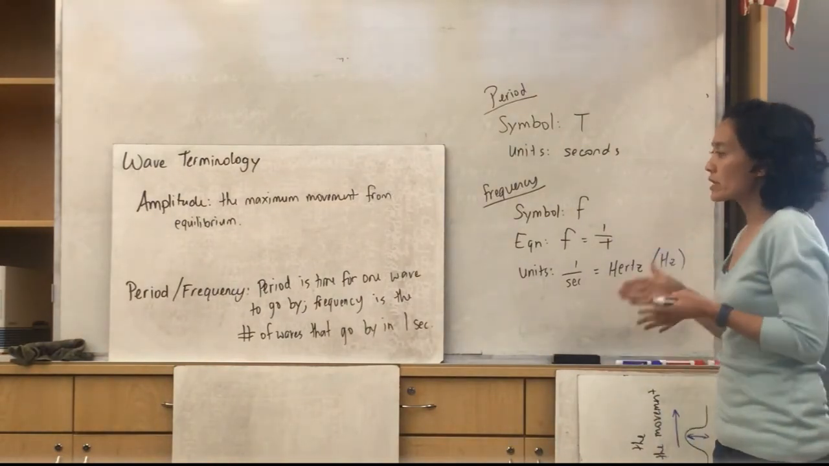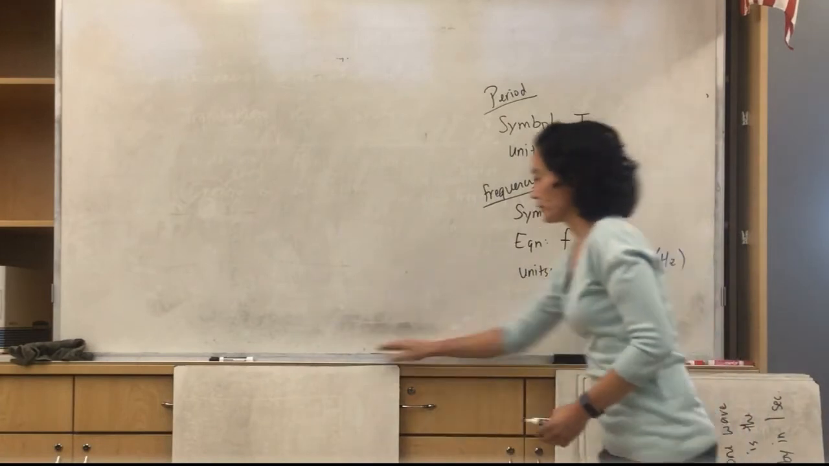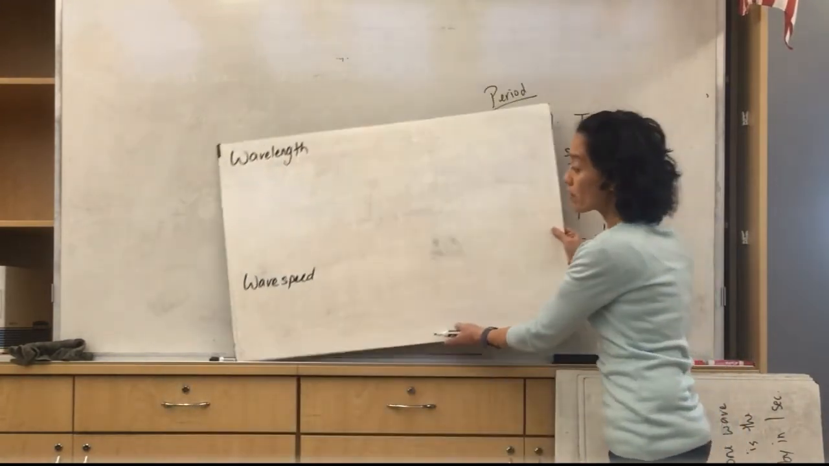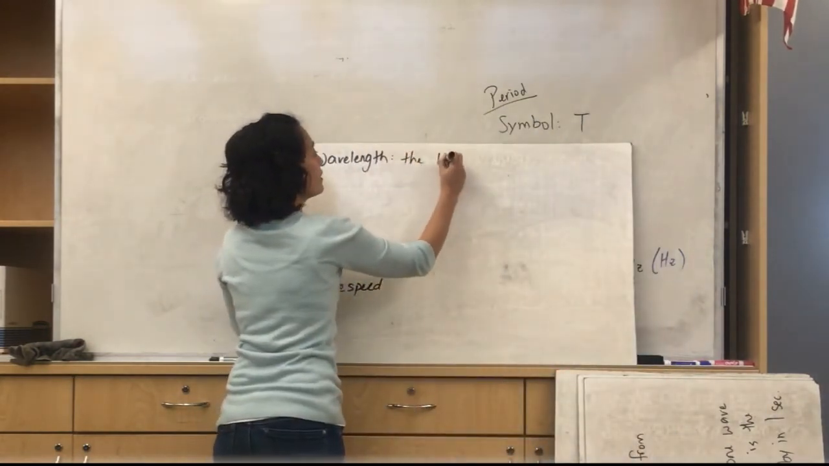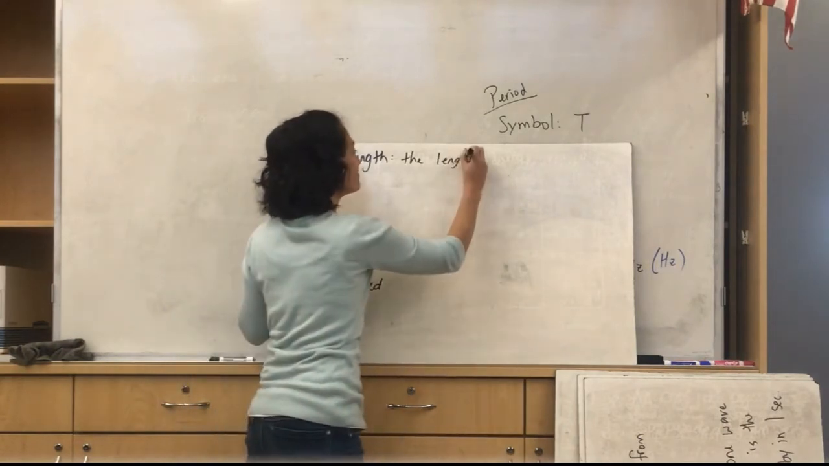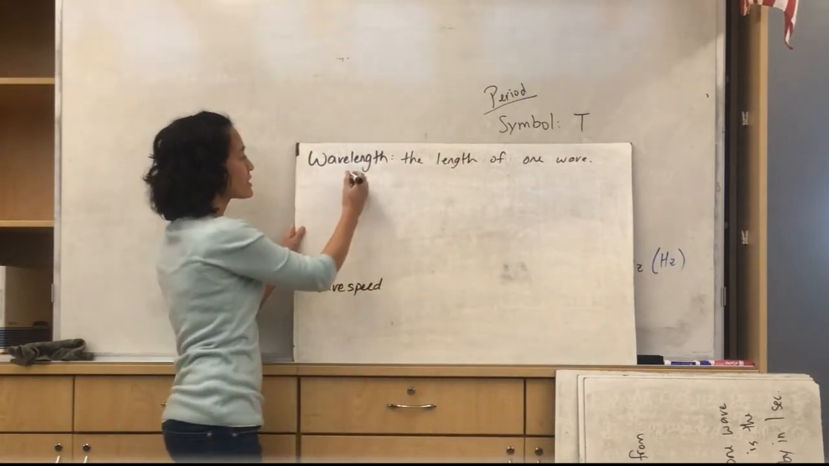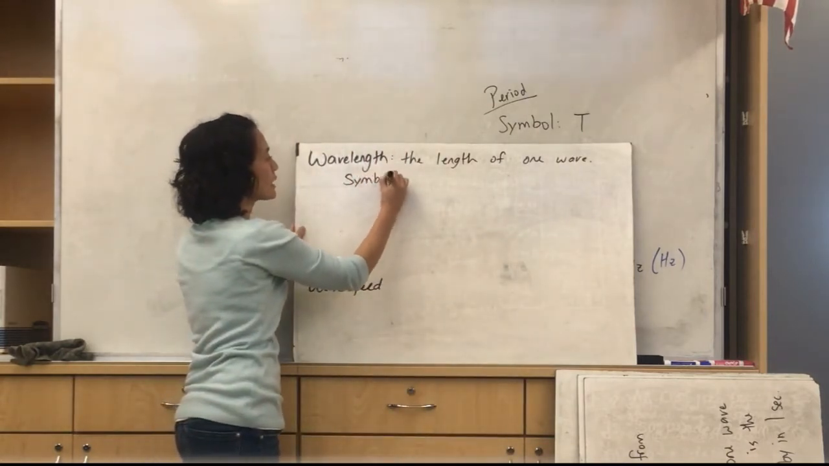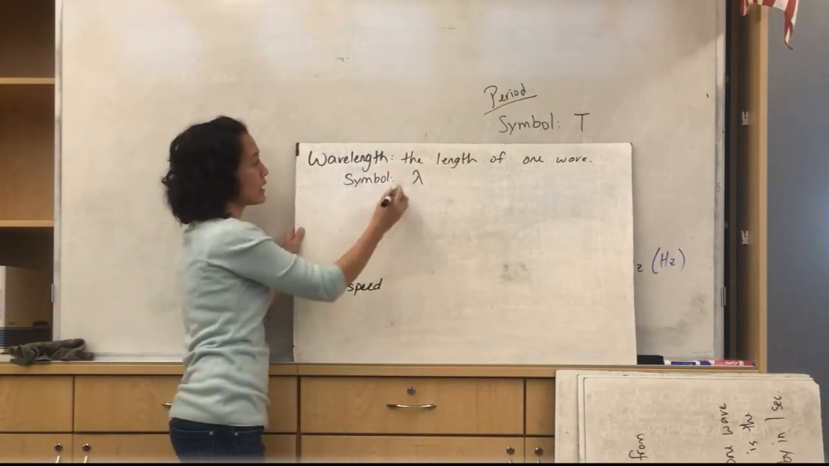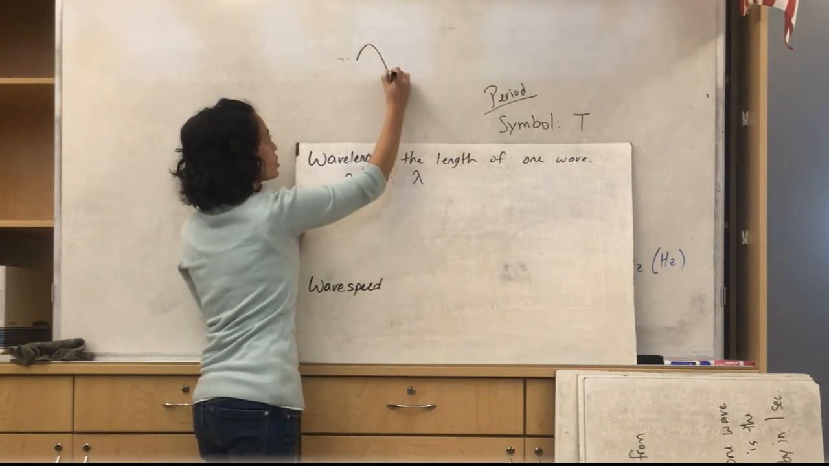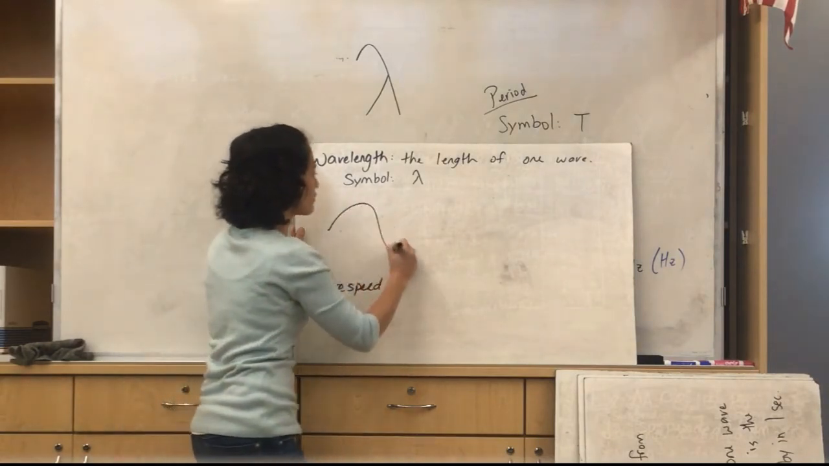Now, in terms of focusing on how these apply to waves, the wavelength of a wave, pretty difficult definition, is the length of one wave. It's got a weird symbol. It's the Greek letter lambda. It's kind of like an upside down Y. Okay, so this is lambda. Let me draw it large and in charge here. Okay, so that's lambda.